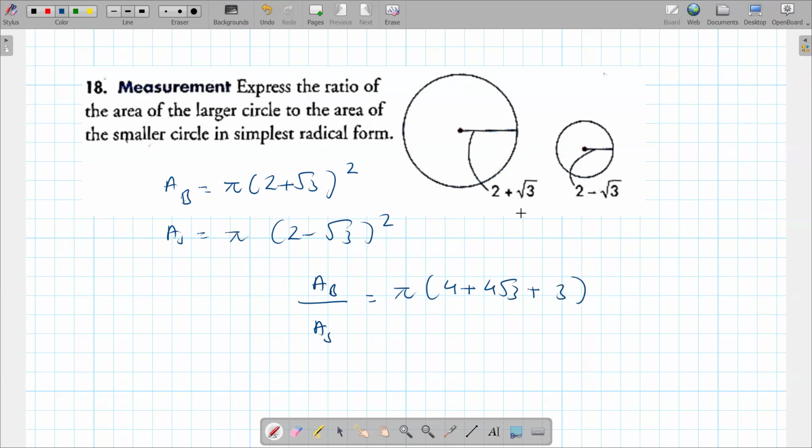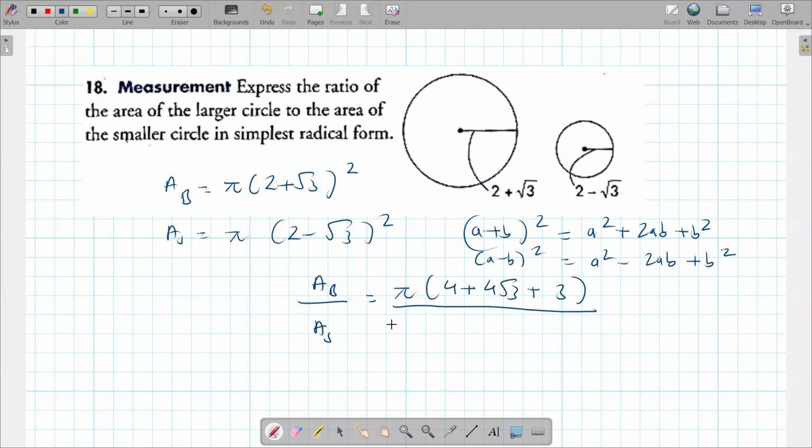So when you FOIL it, by the way, I'm using this formula here to open the bracket. And if there's a minus, it just becomes a squared minus 2ab plus b squared. So that goes in the numerator. In the denominator, you have the same thing, except the middle term, there's going to be a minus.